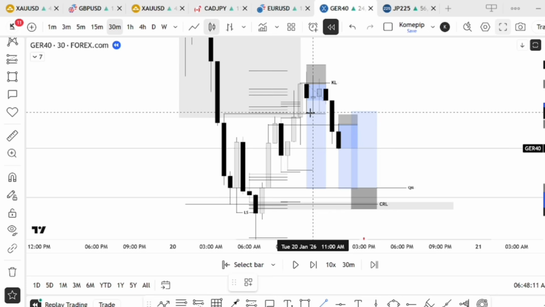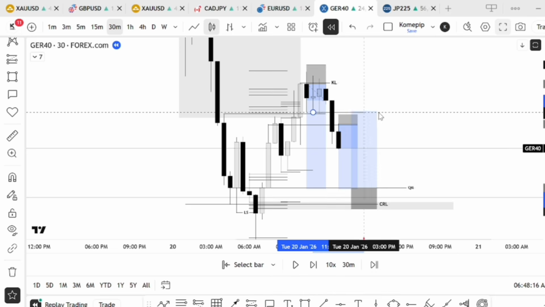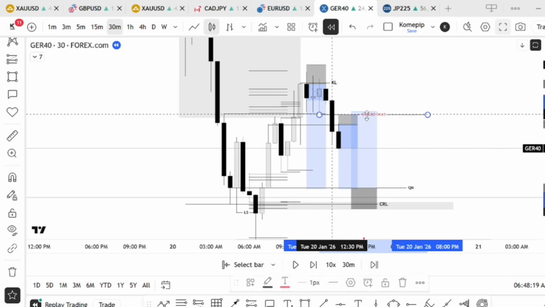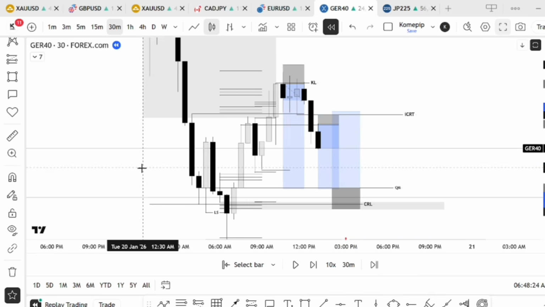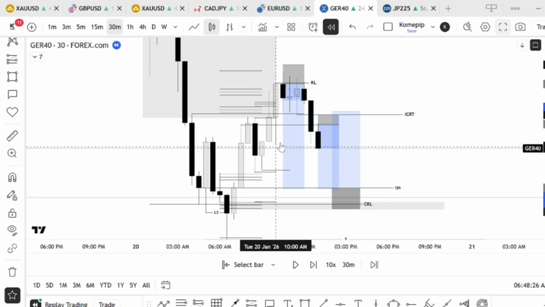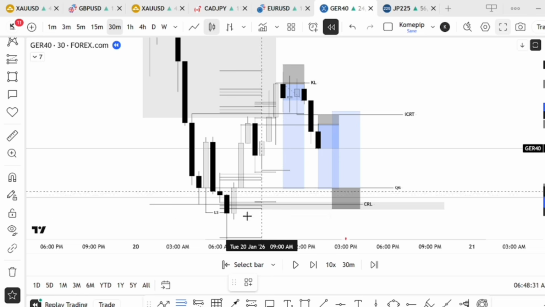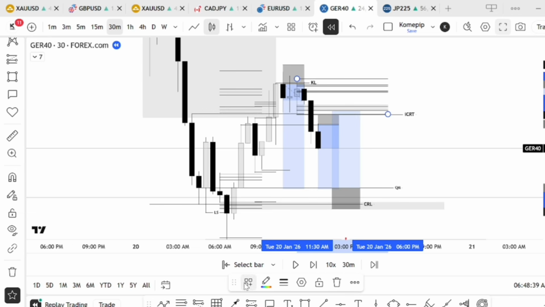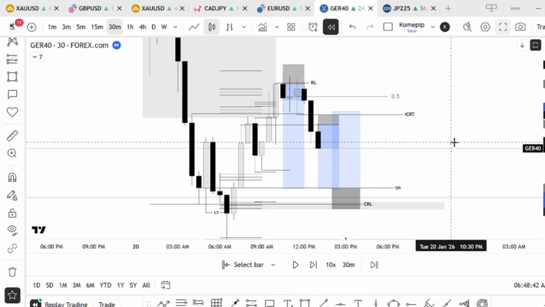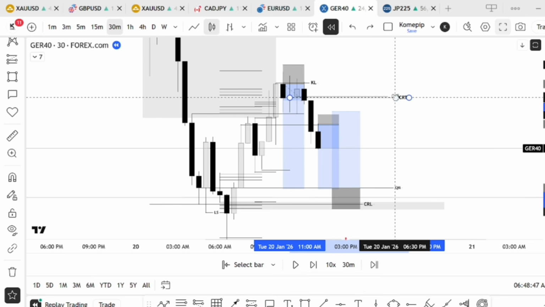This one, look at that. That was a CRT, and the CRT failed. So because it failed, this candle becomes our ICRT. Now, because I'm selling and the ICRT I'm seeing here is a bullish candle, I'm going to use the 50% of that ICRT. So if I use the 50% of that ICRT, that will be this level right here.